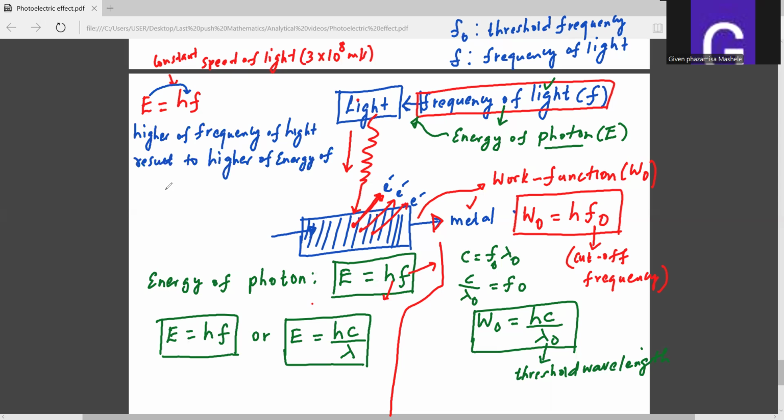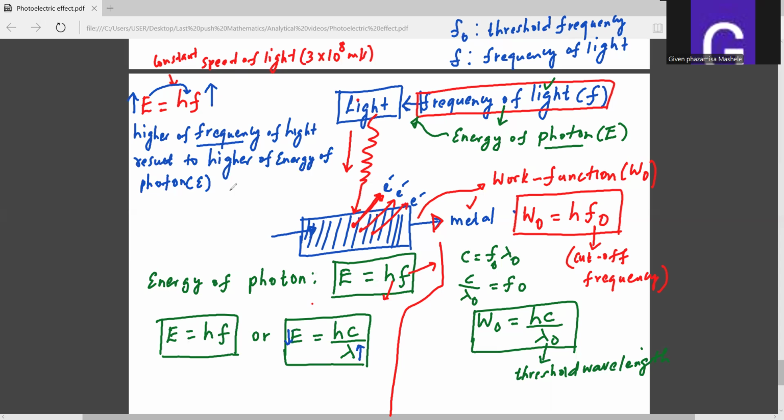The energy of photon, the E, means that directly proportional. So the higher the frequency, the higher the E. The lower the frequency, the lower the E. But now, what did I say? I said when frequency is higher, it means wavelength is shorter. So if we were to compare in terms of wavelength, we'll say the longer the wavelength, the lower the energy of photon. Why is it like this?